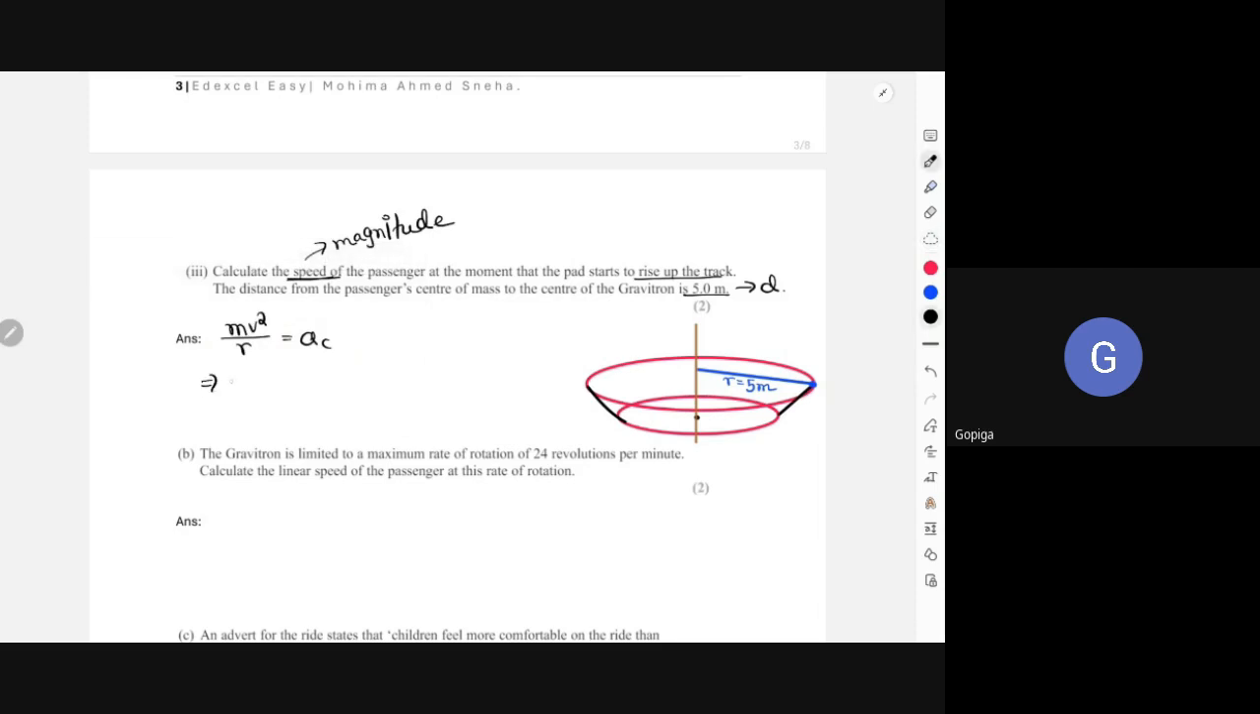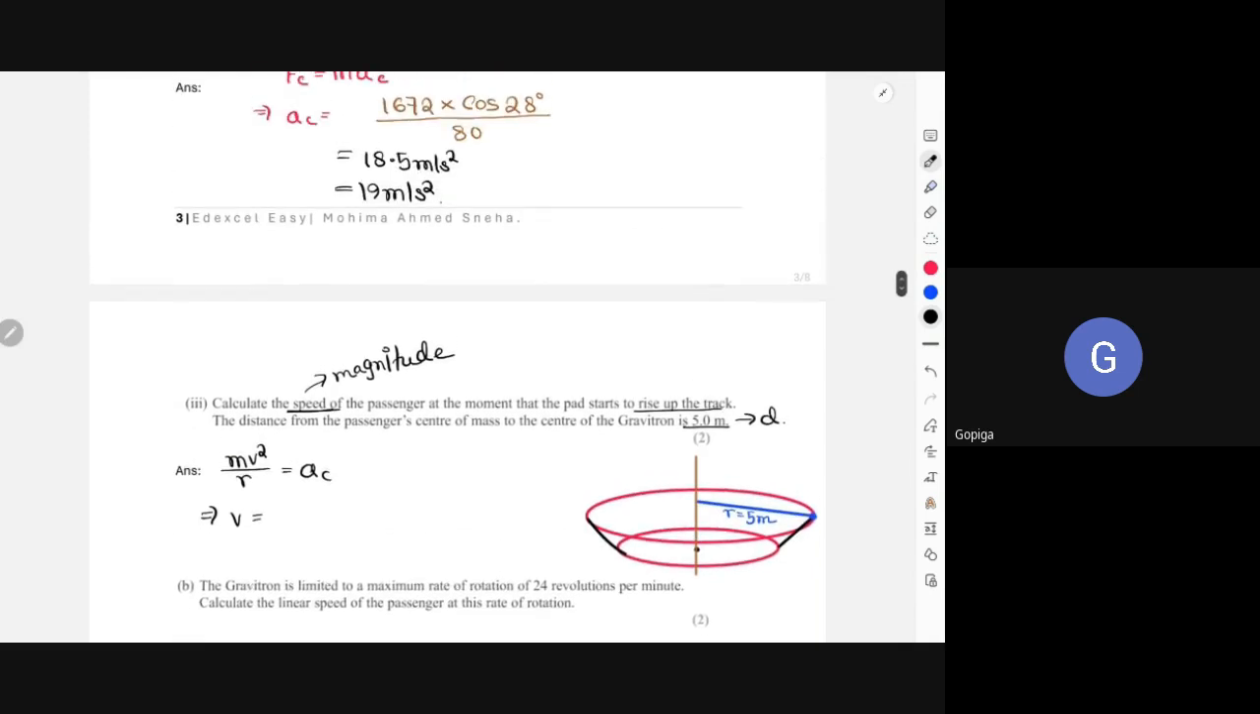Then over here, I'll just make v the subject, which is going to be in the next part now. Obviously, I did write my answer as 19 for acceleration, but in the next part, as I'm going to carry the value for acceleration forward, I will use that 18.5, not 19. Okay, so it is going to be 18.5 multiplied with 5 divided by 80 and root. How much is the speed or tangential velocity?